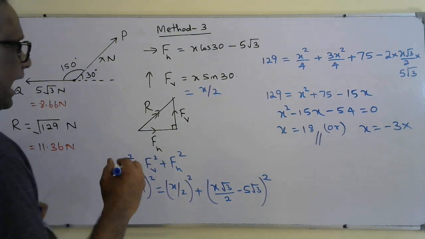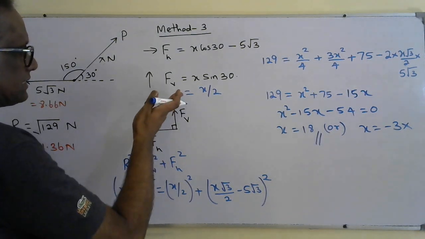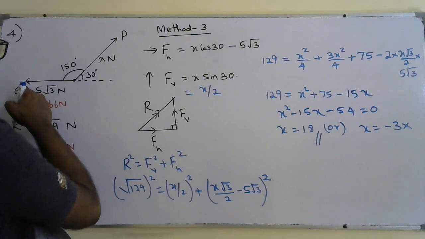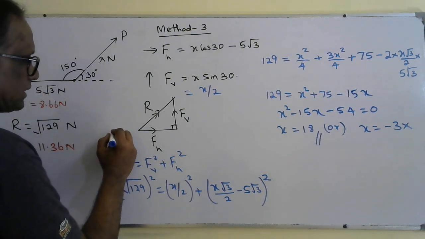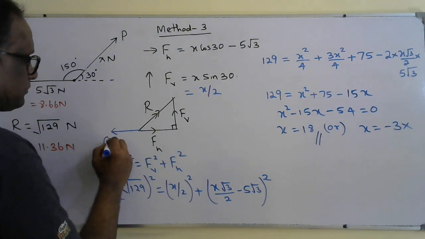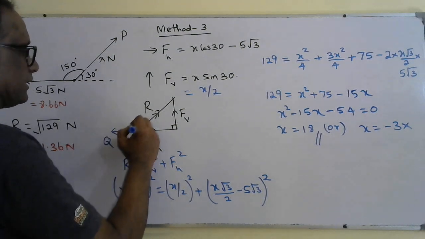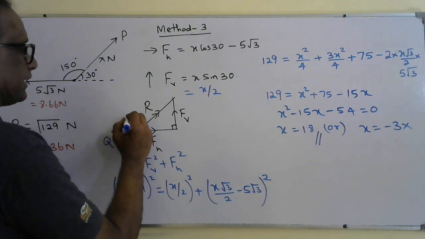Okay, I need to find the angle. So the resultant force is this way. The Q is this way. The direction of Q is towards the left. The question is we need to find the angle between the Q and the resultant. This angle I need to find.